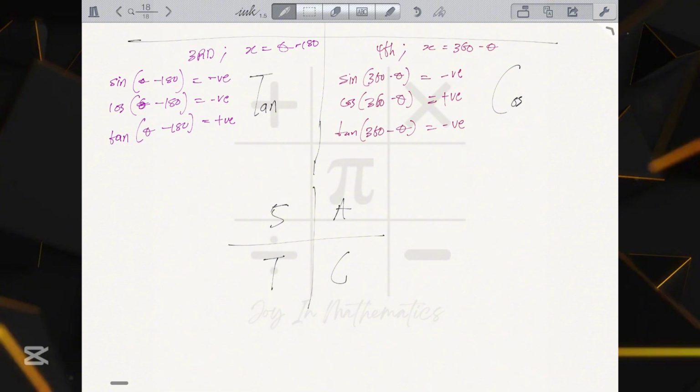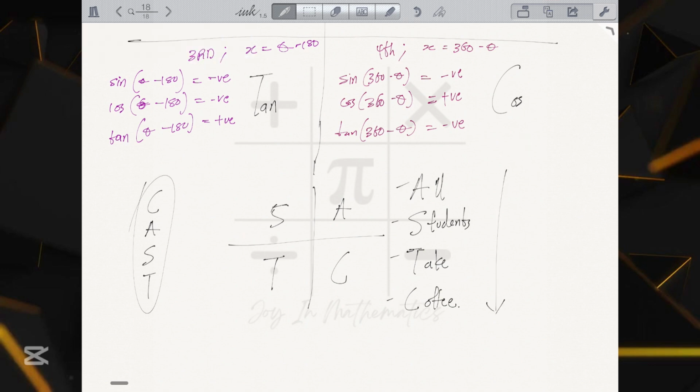So this is the way I was taught. We take the first quadrant A, the second quadrant S, the third quadrant T, and the fourth quadrant C. And we just say all. We say all students take coffee. Another way people do is we start with the fourth quadrant, go into the first, and just say simply cast. But then I prefer from the first to the second, third, and fourth, and say all students take coffee.